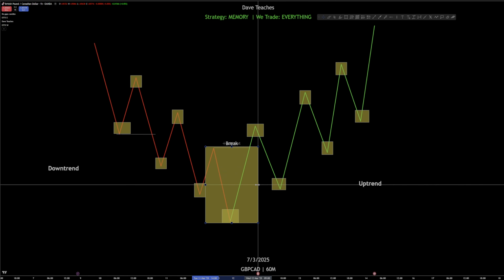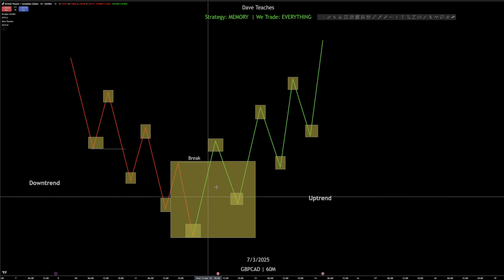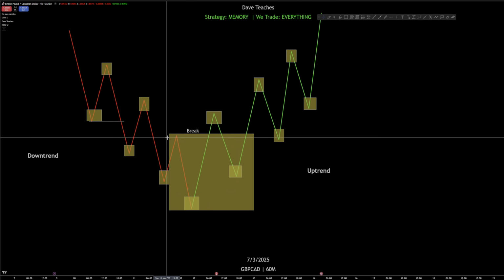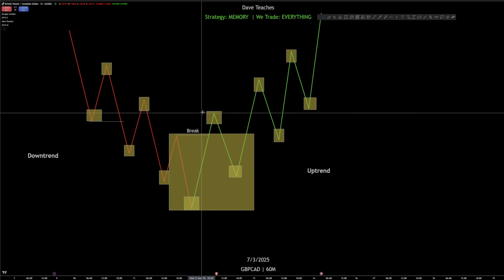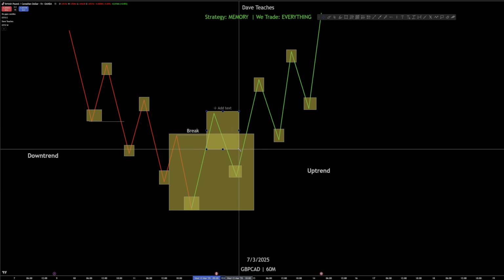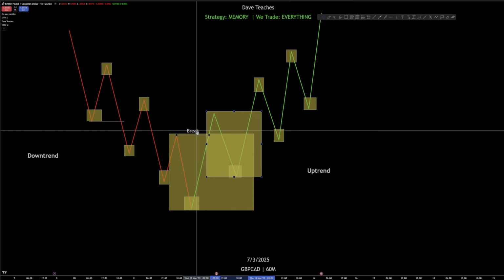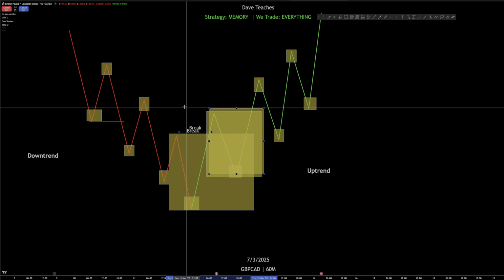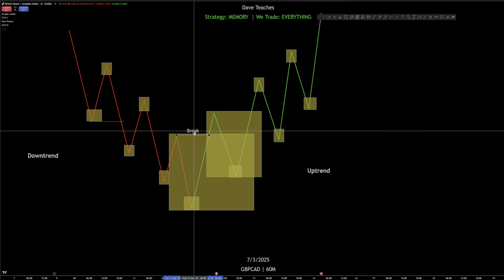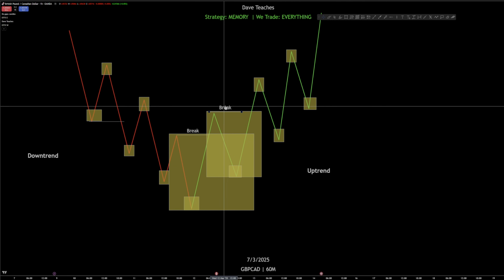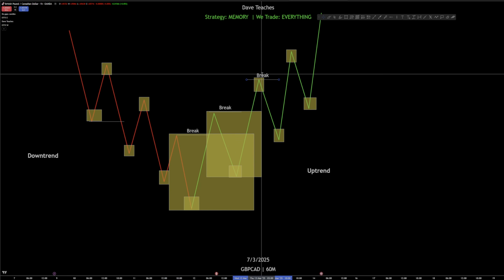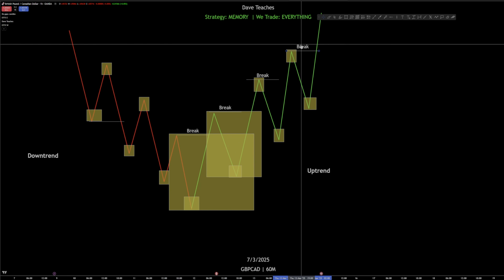So this is where we start drawing out zones as it's trading higher. So you have your break right here, and then you have another down move, and then we have a break that's here. We have another break that's here. We have another break that's here, right? We have another break that's here.